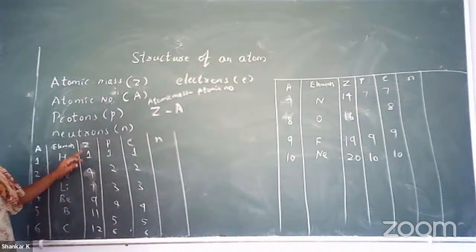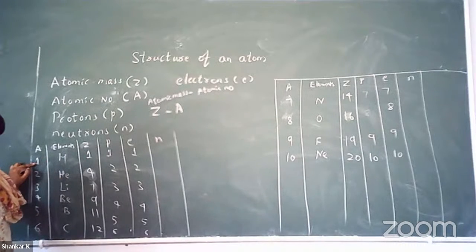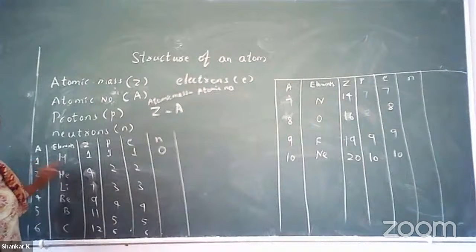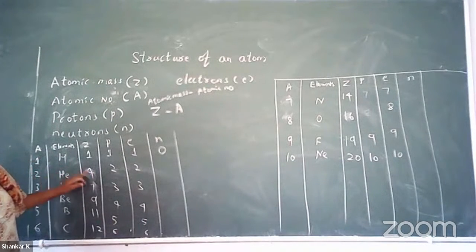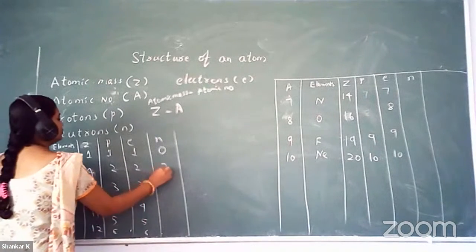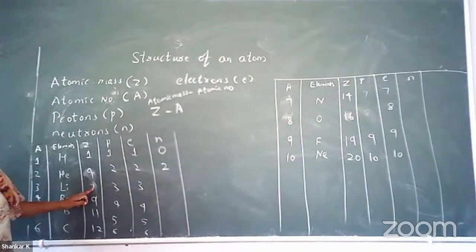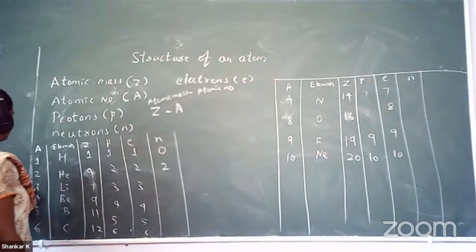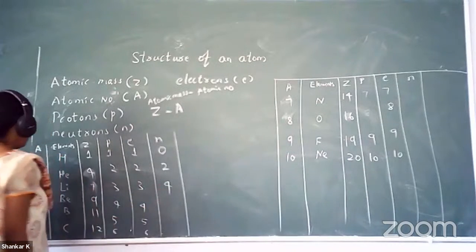Here Z is 1, A is 1. Minus, you do it, 1 minus 1, 0. Then here 4 is there, 2 is there. 4 minus 2 is 2. And here 7 is there, here 3 is there. 7 minus 3, 4.